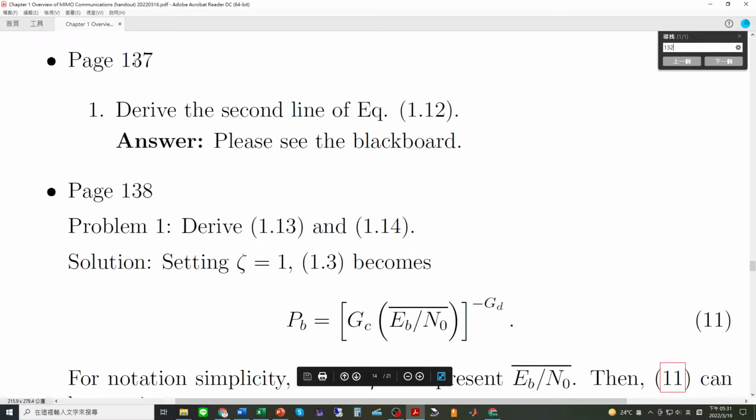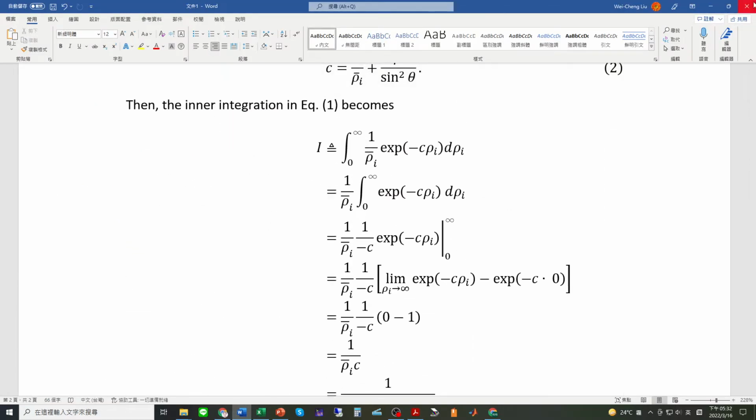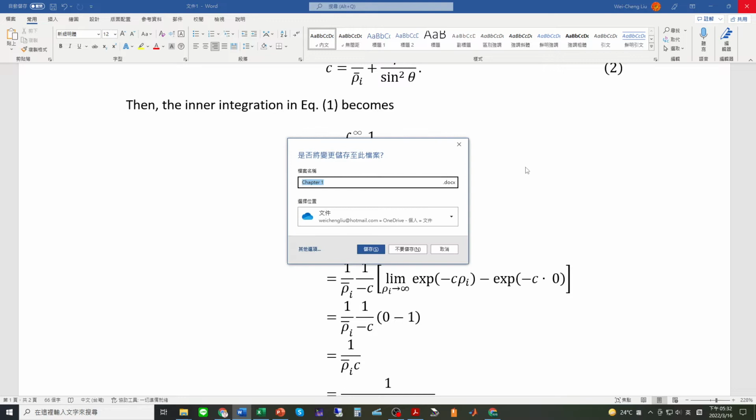Page 137, problem 1. Derive the second line of equation 1.12. Answer. Please see the blackboard. Because I do not have a blackboard here, I use Microsoft Word instead. Let me close this file first. This is chapter 1, page 137, problem 1.